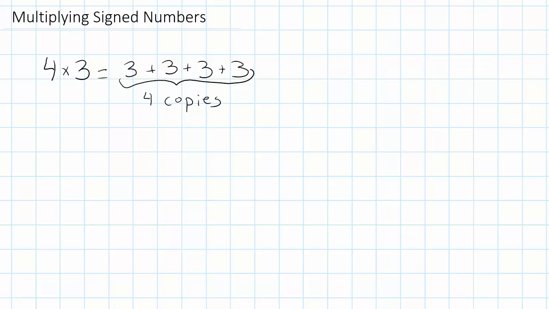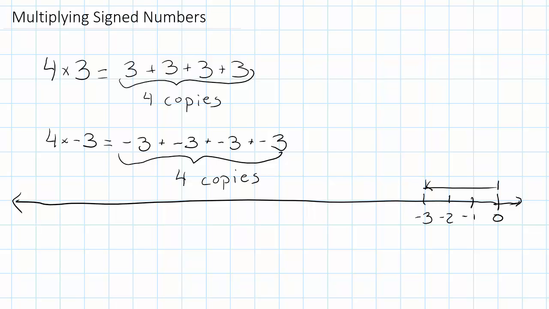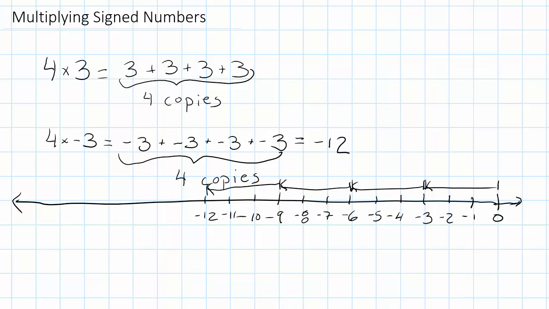Well, really, we can understand 4 times negative 3 in exactly the same way. Right? We can understand that as 4 copies of negative 3 all added together. On the number line, what would that look like? We'll start from 0, go 3 to the left, and another 3 to the left, another 3 to the left, and another 3 to the left. We'll get negative 12, where 4 times positive 3 was positive 12.